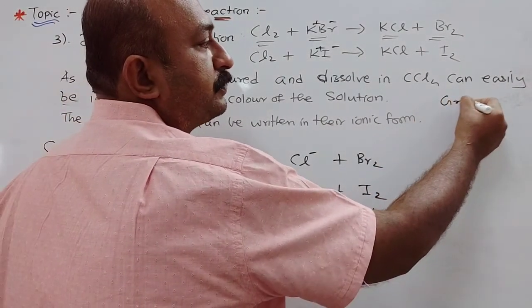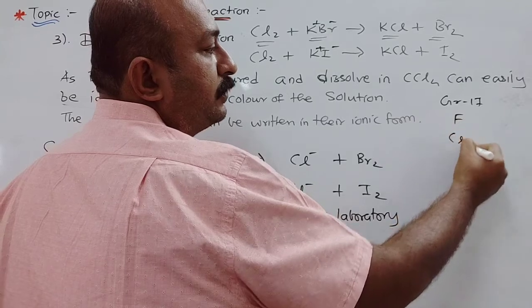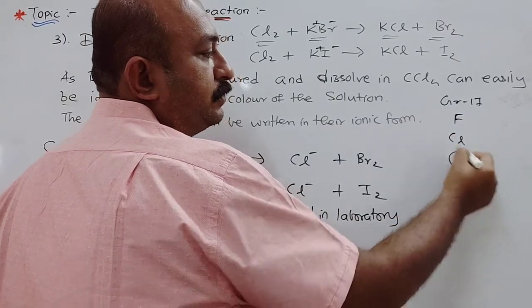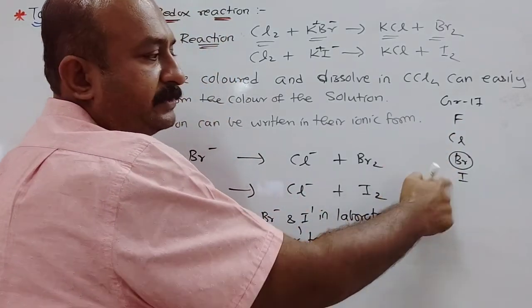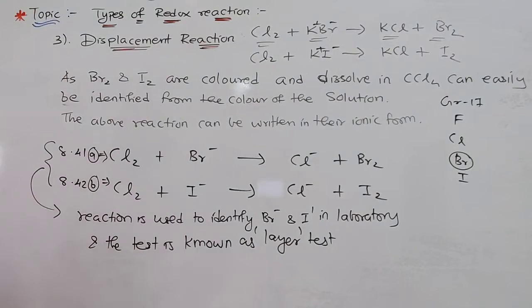Why are we talking about why bromine can? We have seen group 17 elements: fluorine, chlorine, bromine and iodine. So who is more reactive? Bromine is more reactive than iodine. So bromine can displace iodine from its solution. For that also one reaction is given.